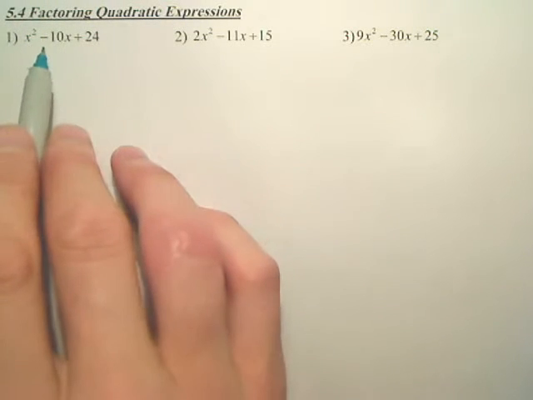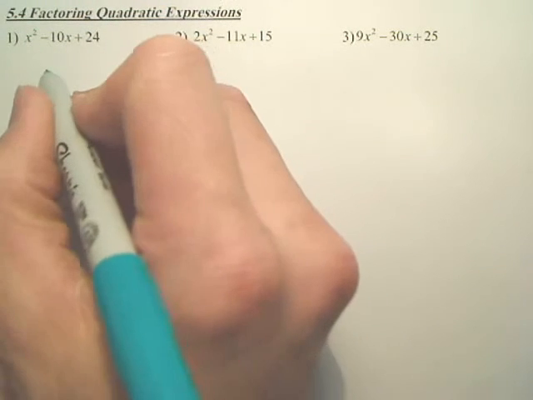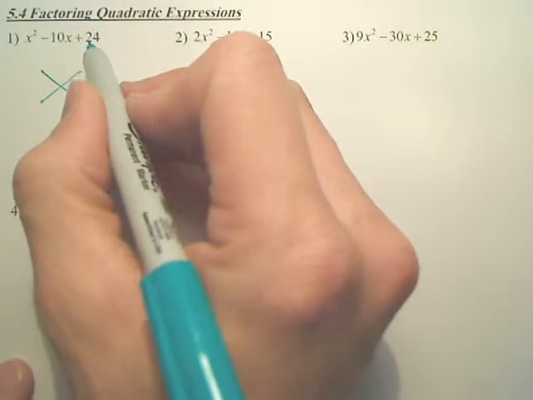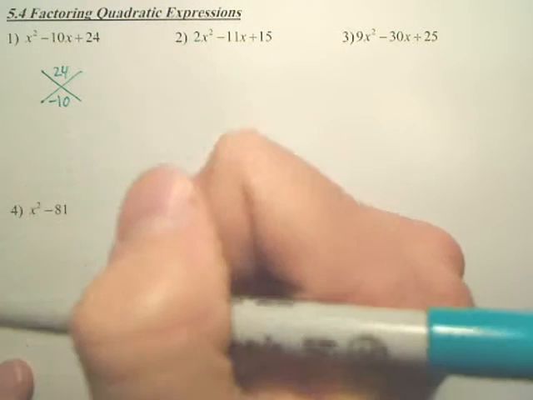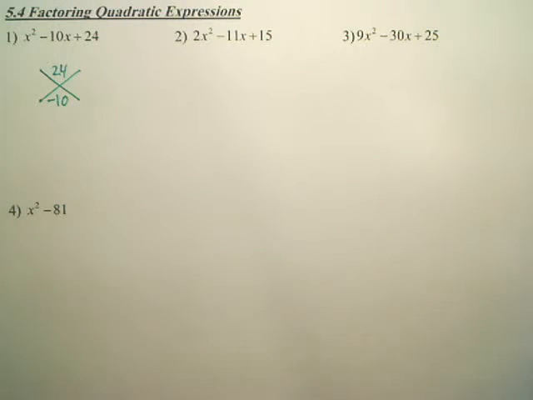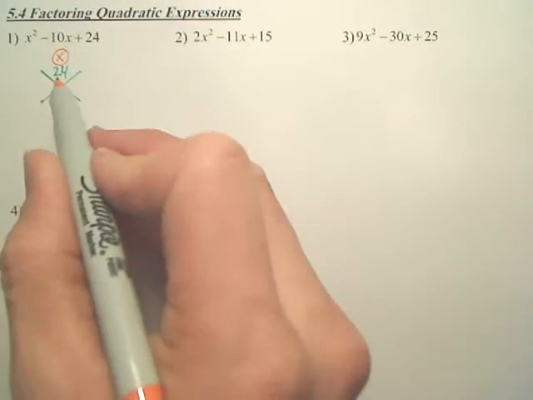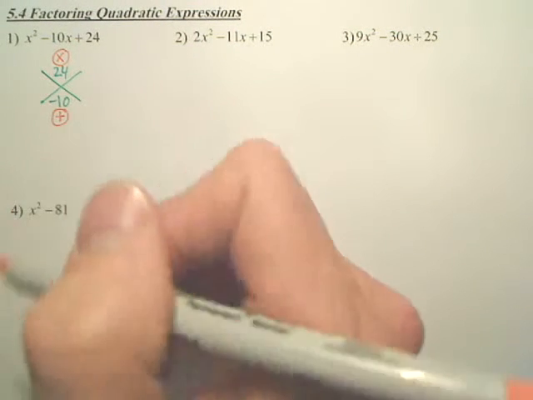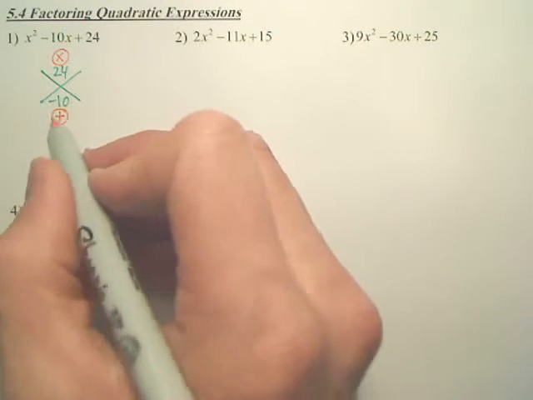We're going to factor the quadratics. The way we factor this quadratic is we make a little x thingy. You put the last number on top, you put the middle number on bottom. Now, from here, you're trying to find two numbers that multiply to get 24, and the same two numbers add to get negative 10. So two numbers that multiply to get 24 and add to get negative 10.